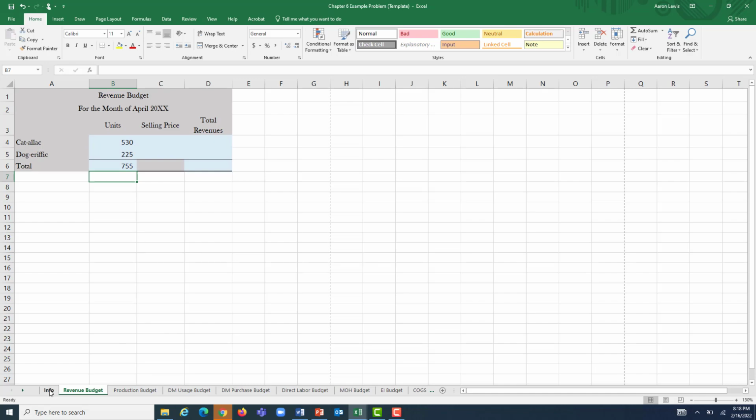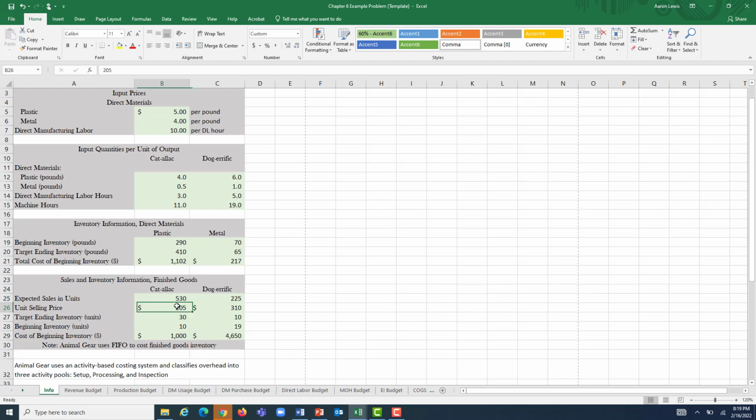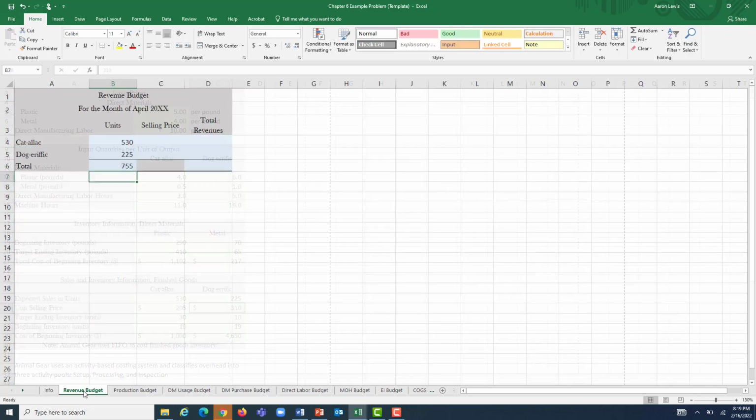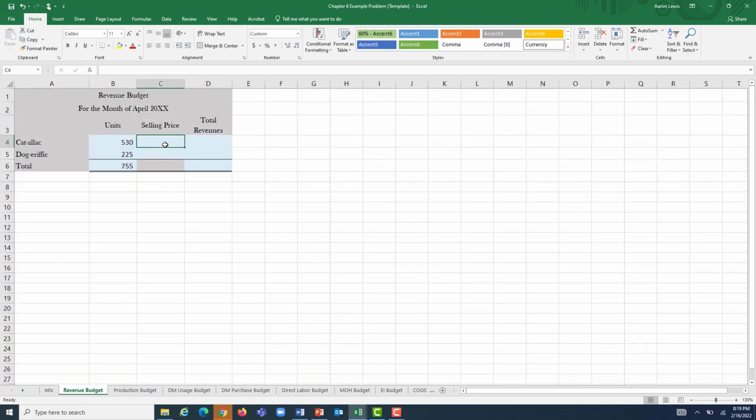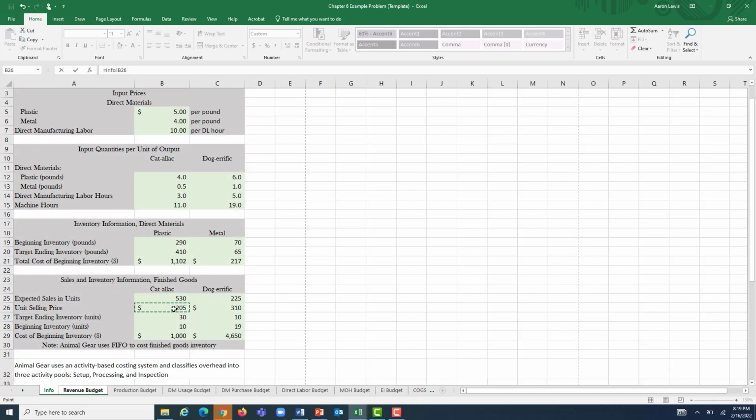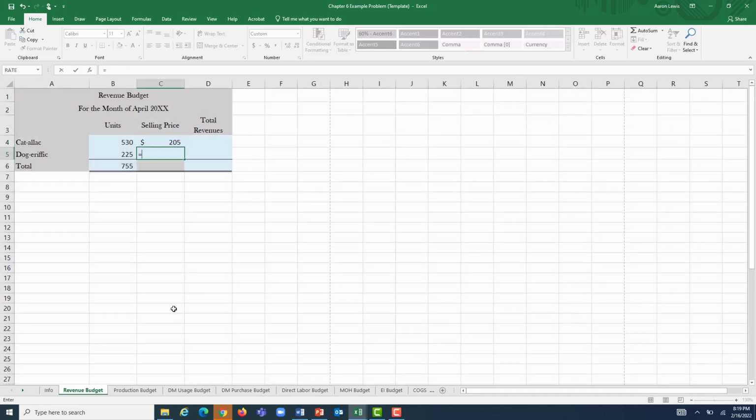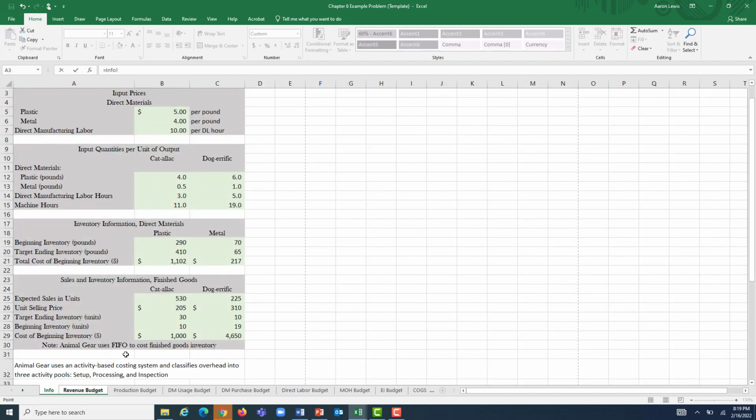We can go find it in our information. Our unit selling price for the Cadillac is $205, and for the Doggerific it's $310. Those are some expensive pet carriers. They must be fancy. But we can bring those numbers over to our revenue budget. So we're selling each Cadillac for $205. Let me go grab that number from my info and bring it on over. We're selling each Doggerific for $310. I'm going to go grab that from my info and bring it over.